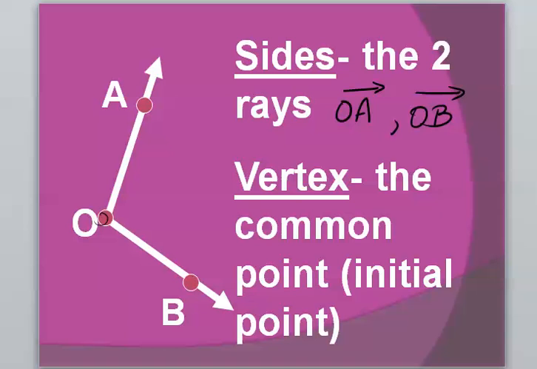The vertex is that common initial point. So the letter that repeats, the O, is the vertex. And you will have a problem that asks you for the vertex, capital point O, and then the two sides of the angle.